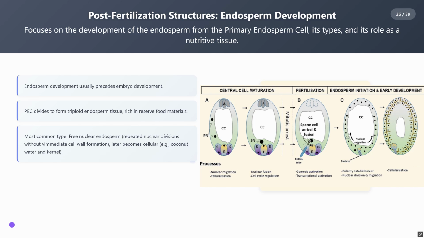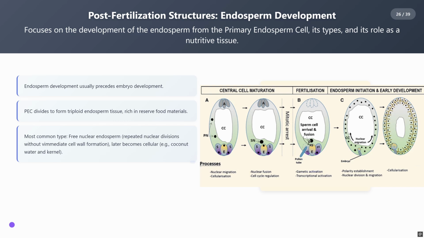Starting with the endosperm. We just said it provides nourishment. How does it actually develop from that primary endosperm cell? Endosperm development usually gets a head start. It typically begins before the embryo starts developing significantly. This makes perfect biological sense. You need to have the food ready before the baby starts growing rapidly. Prepare the pantry first. Exactly.